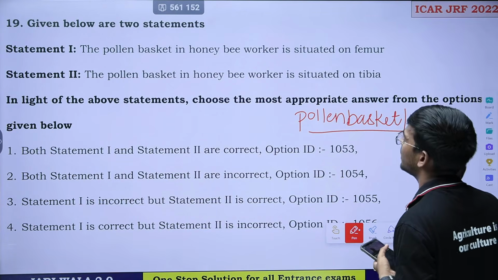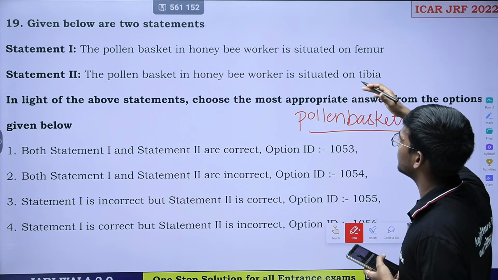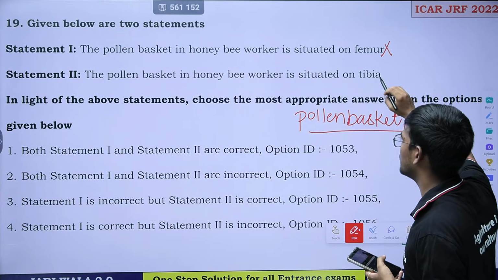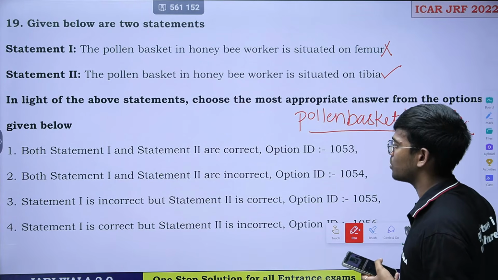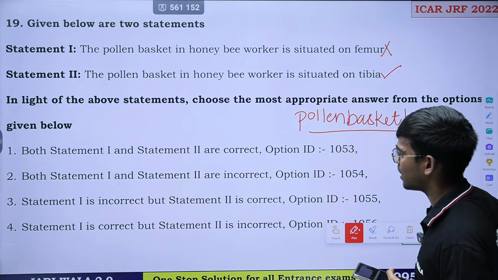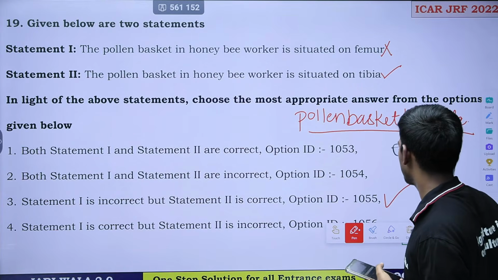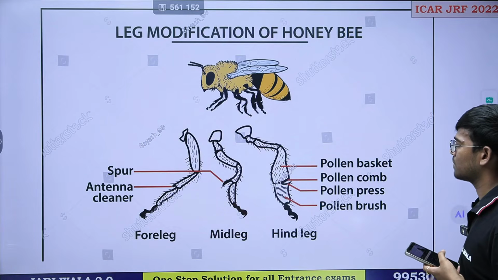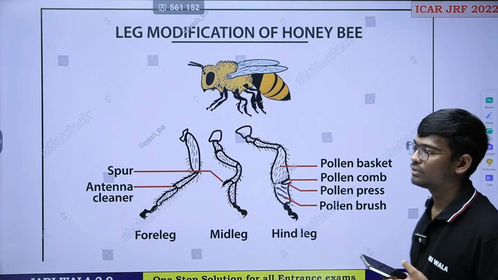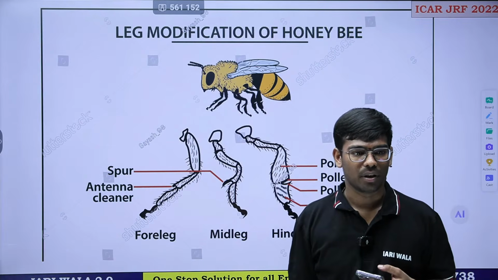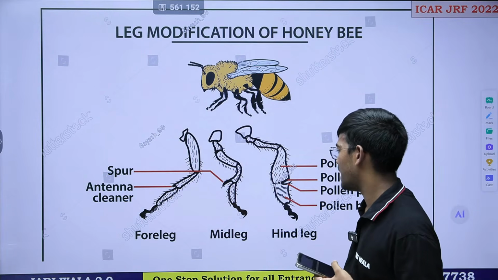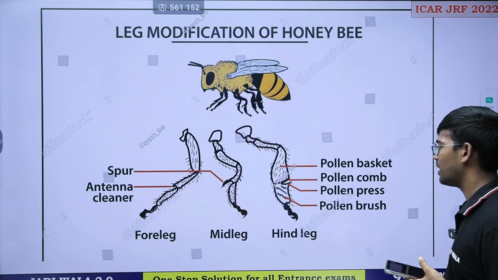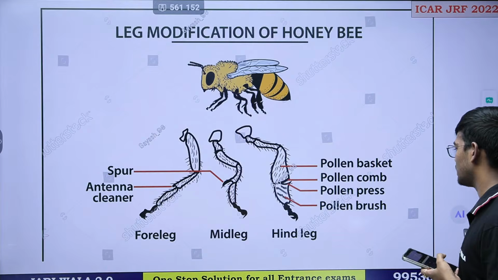not on the femur. So the statement that the pollen basket in honeybee worker is situated on the femur is wrong, and the statement that it is situated on the tibia is correct. So statement 1 is incorrect, statement 2 is correct. Which option? Yeah, option 3. So here we can see the 3 different leg modifications of the honeybee. For wax picking, on the tibia one spur will be there, antennal cleaning will be on the foreleg, and the hind leg has the pollen one.